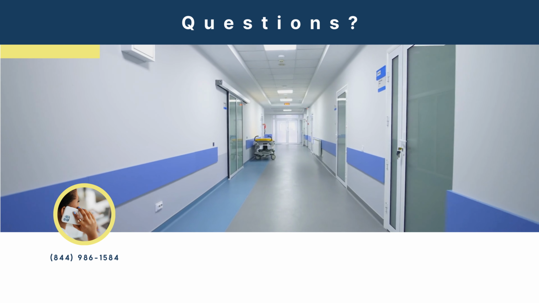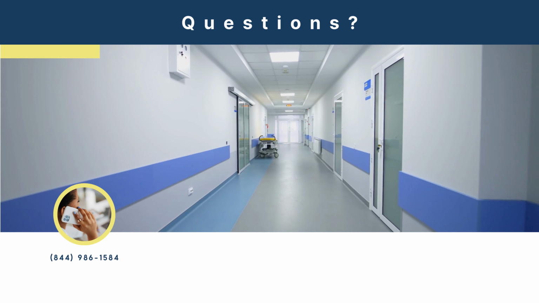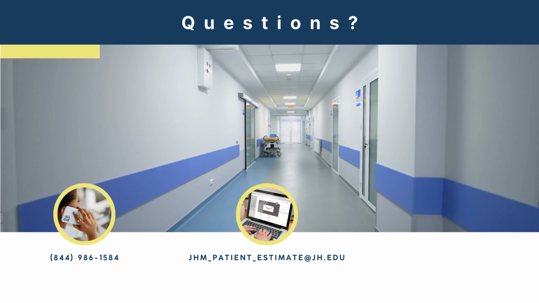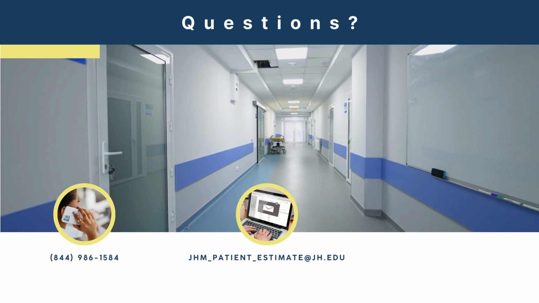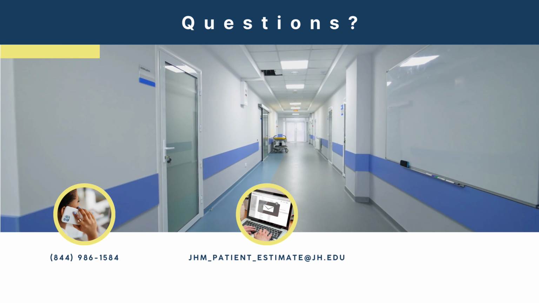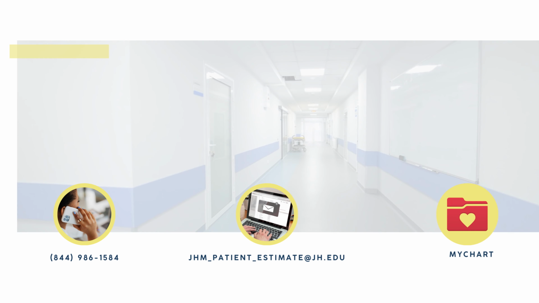If you have questions, please call our toll-free number at 844-986-1584, email us at jhm_patient_estimate@jh.edu, or send a message through MyChart. Thank you for your time.